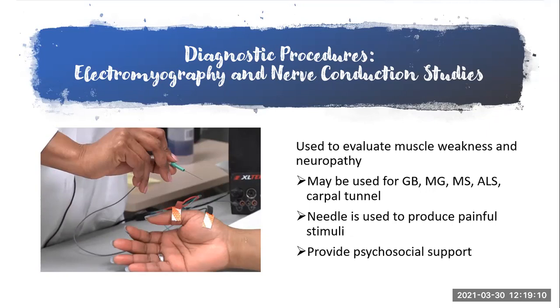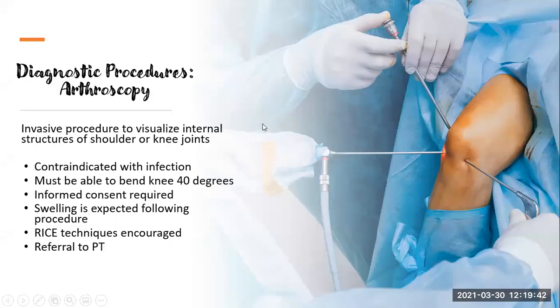So electromyography is the muscle study, and then with the nerve conduction study on top of it. They attach these wires, electrodes, and then they produce a painful stimulus using a needle. So it's not a pleasant exam, but many of these people are already having paresthesia and can't feel the needle. So anyways, next, another invasive procedure is an arthroscopy.